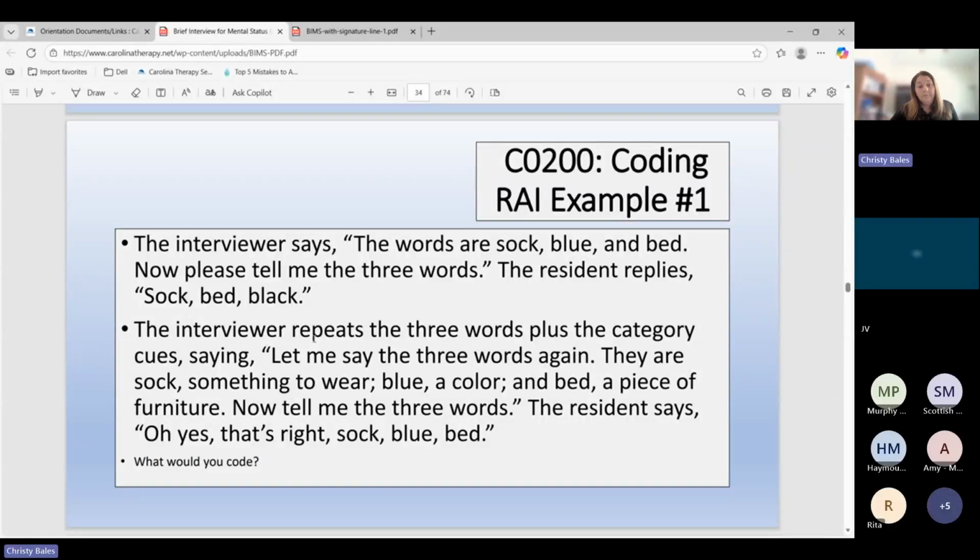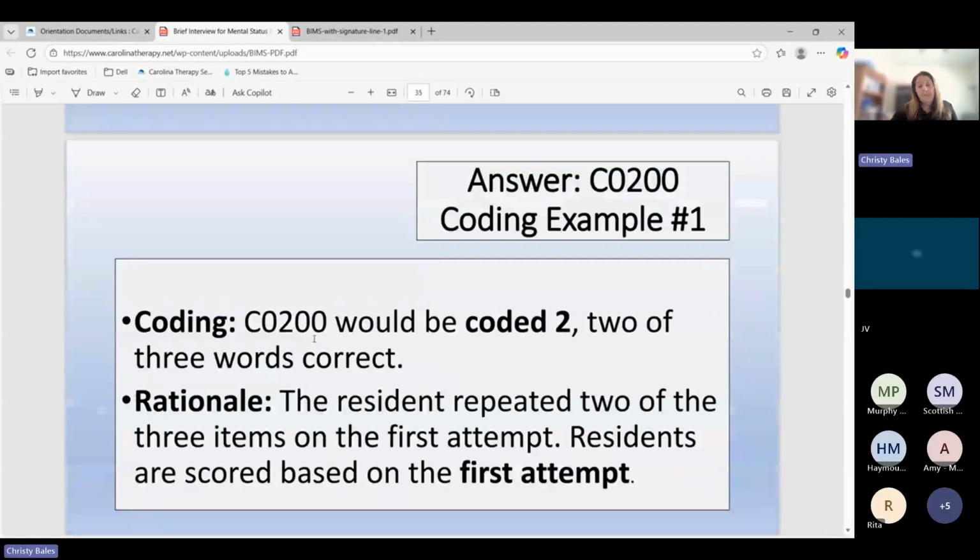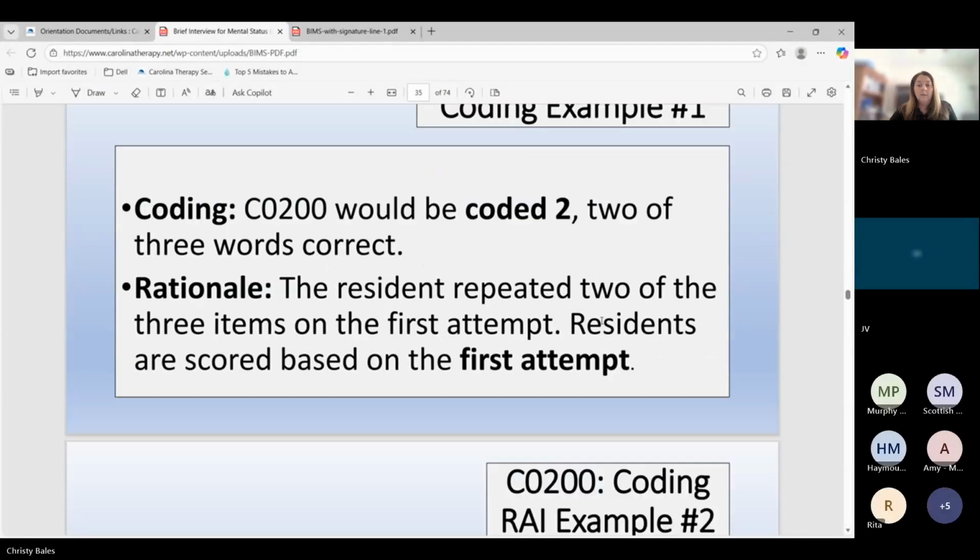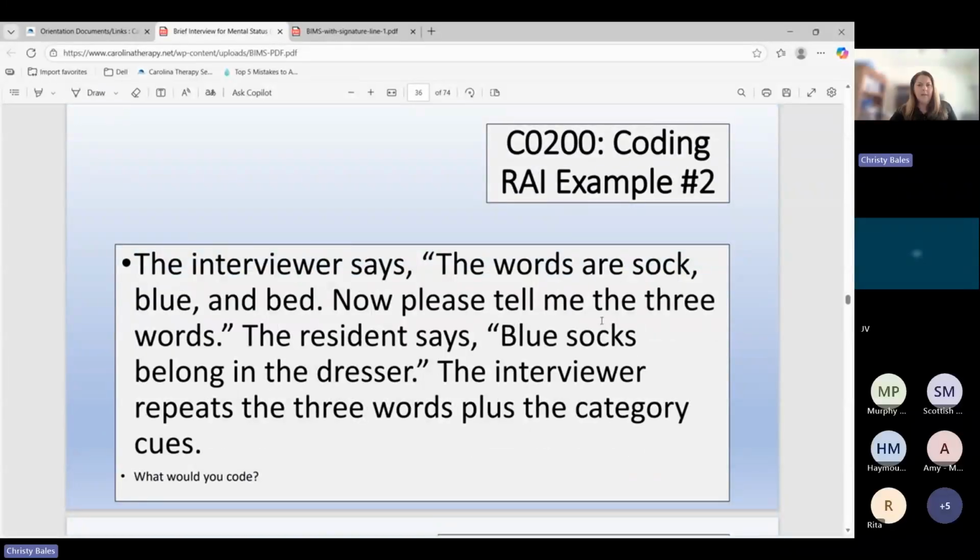What would you code? And hopefully you all said you would code 2 of the 3 words correct on the first attempt. And so we just make sure that it's just the first attempt, which I don't think any of you are having any trouble with.